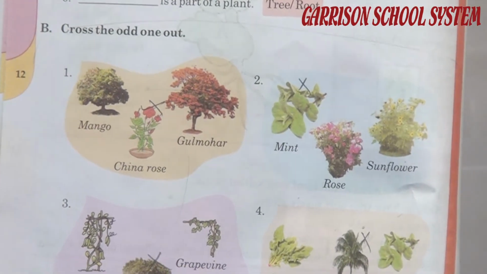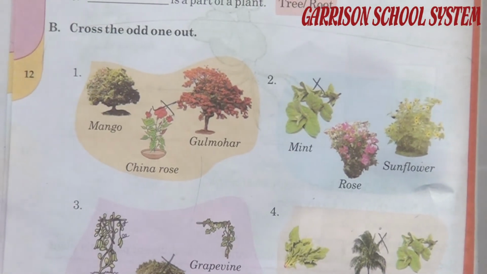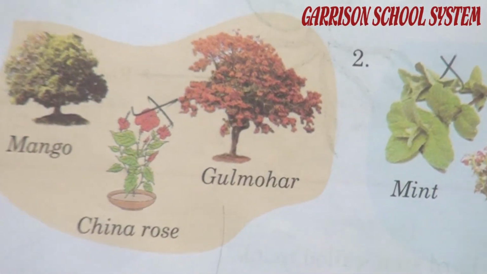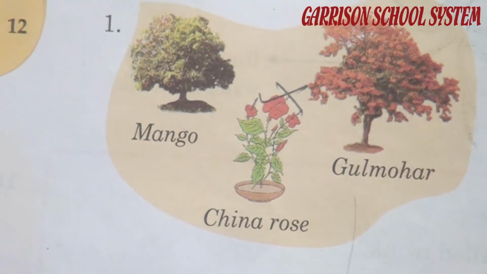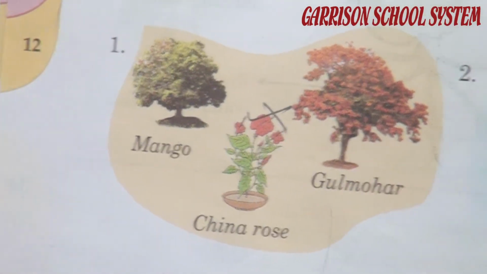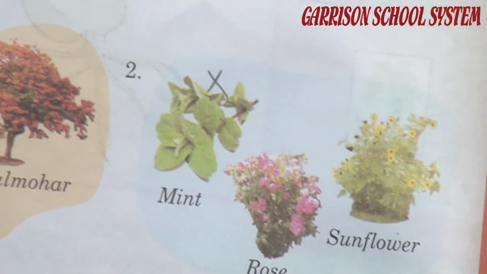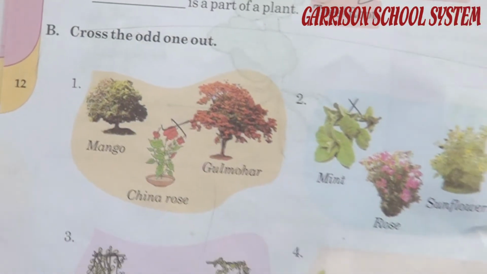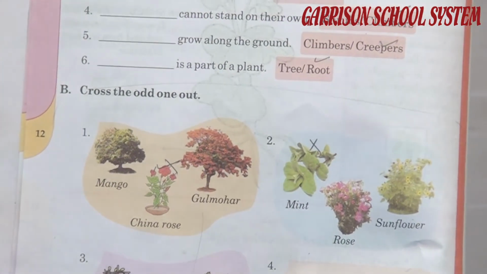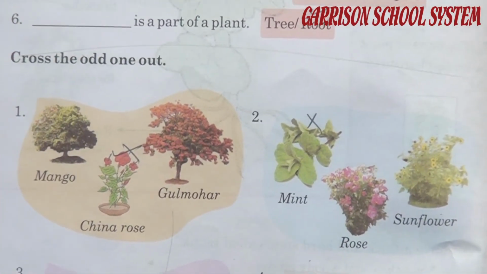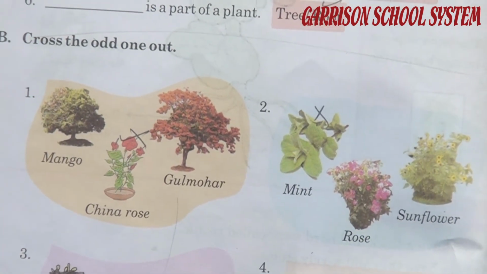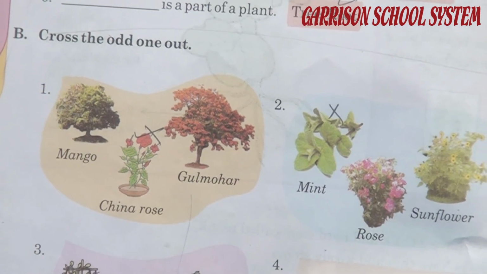Now come on the exercise part B. Cross out the odd one out. In every group there are 3 pics of the plants. You have to find out which 2 plants are same and which third one plant is not same. You have to tick a cross on that plant. Number 1 is a mango tree, China rose, gulmohar tree. You have to find out the odd one which is not matched with the 2 one. There is a China rose.